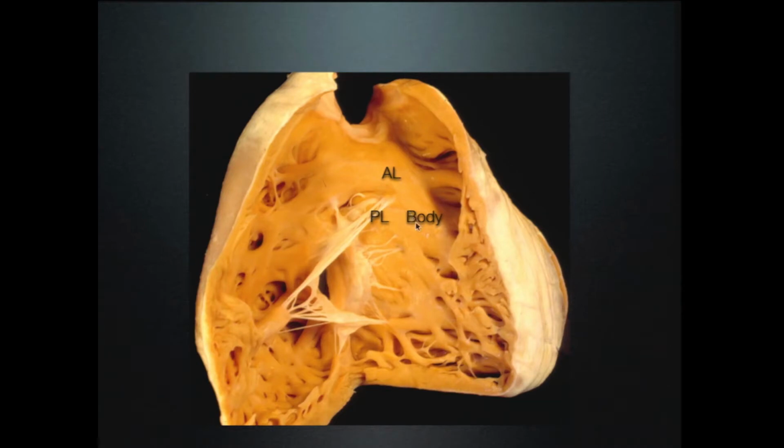Body is here, going toward the apex, anterior limb toward the pulmonary valve, and posterior limb toward the apex of the tricuspid valve. It is a Y-shaped configuration. Tricuspid valve, this is the septal leaflet of the tricuspid valve. This is the anterior-superior leaflet of the tricuspid valve. This is the posterior-inferior leaflet of the tricuspid valve.